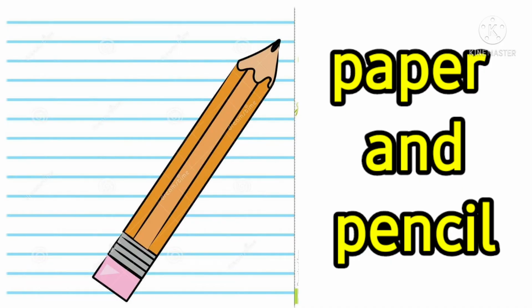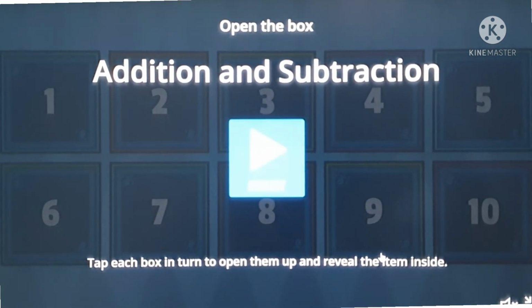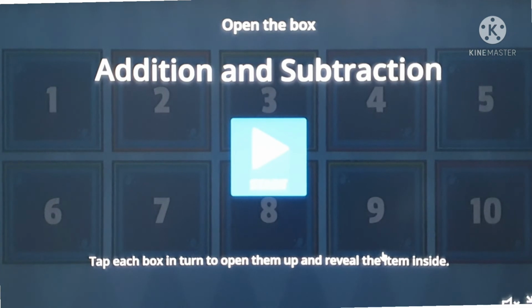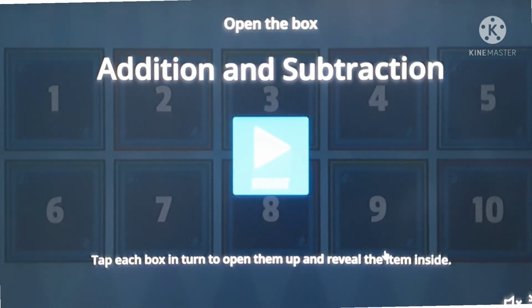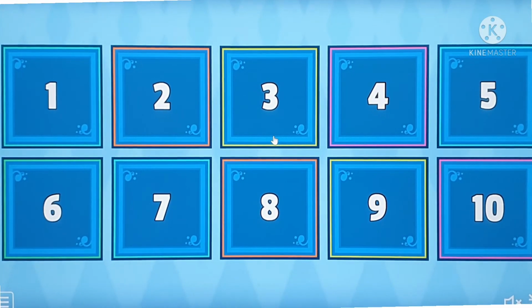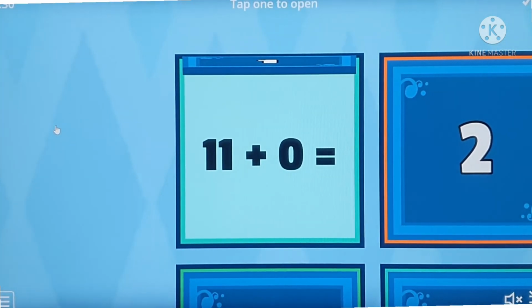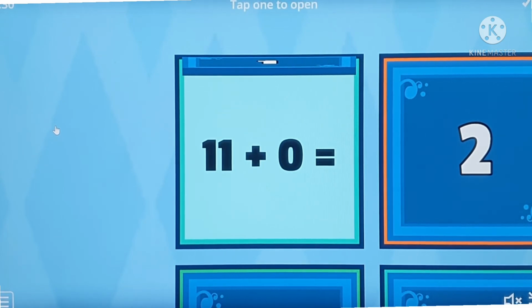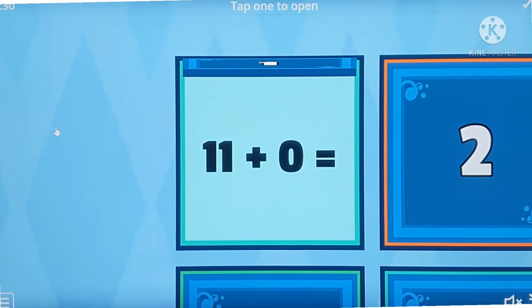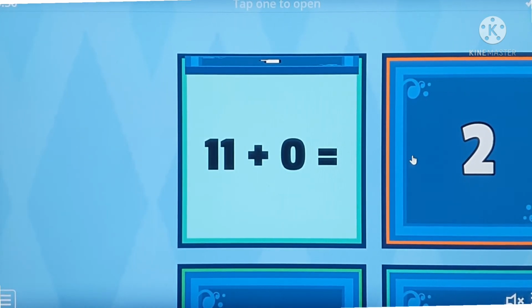Now let's proceed to our activity. Get paper and pencil. Write down all your answer. Okay kids, let's go to our activity. All you have to do is copy the numbers, then add or subtract. Number 1. 11 plus 0 is equals to?